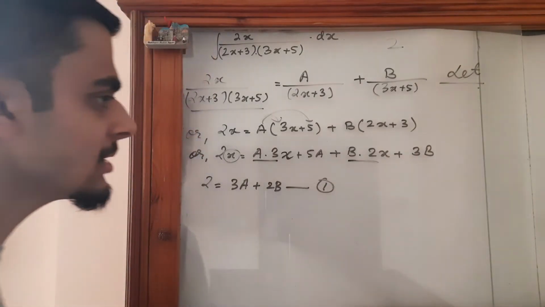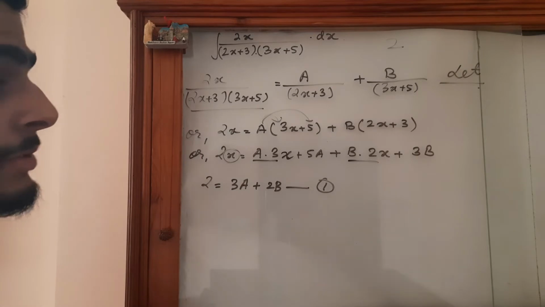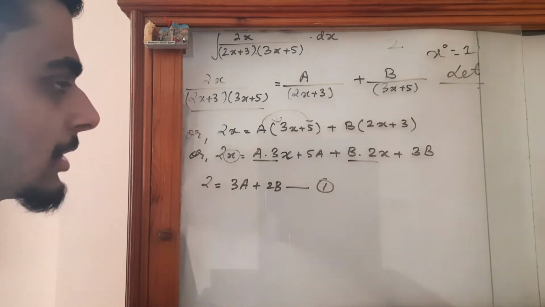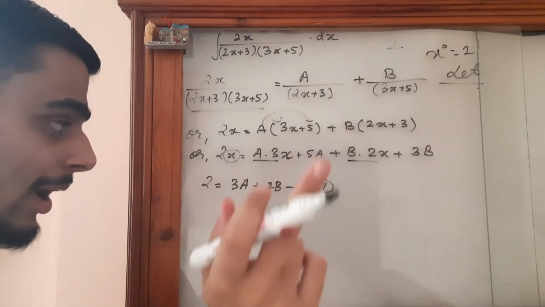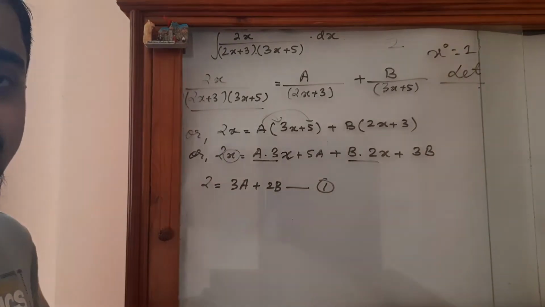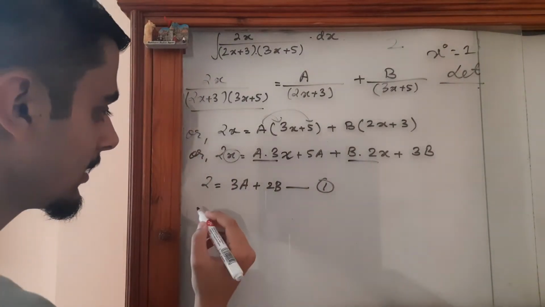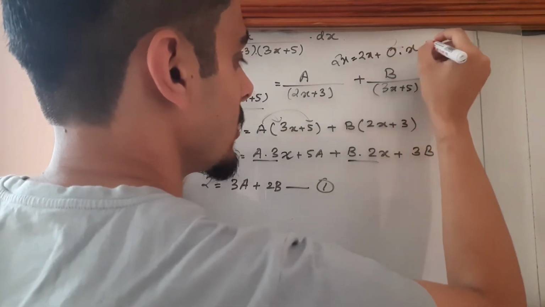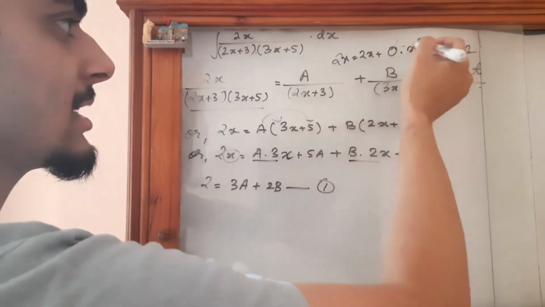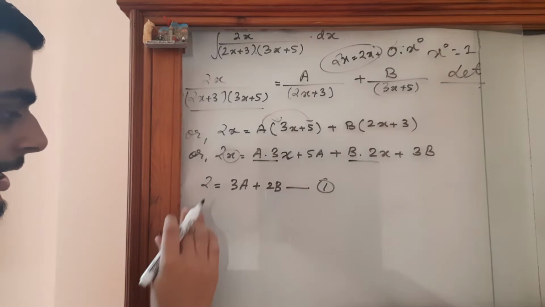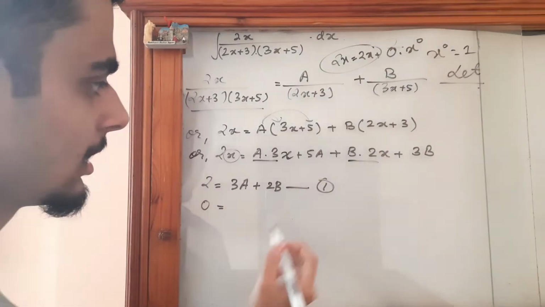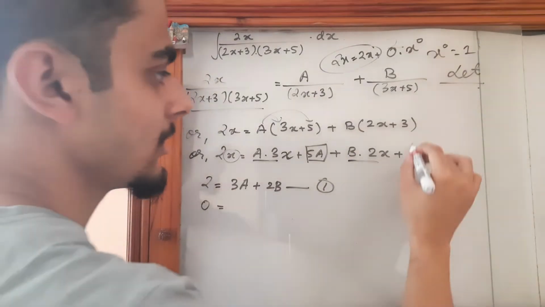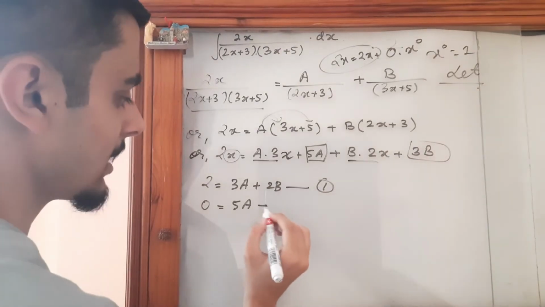This is one equation, and I hope you know that anything to the power 0 is equal to 1. So the coefficient of x to the power 0 in the left hand side is 0. We can write 2x as 2x plus 0 times x to the power 0. So 0 is equal to 5a, which is the coefficient for x to the power 0 over here, and 3b again. So 0 is equal to 5a plus 3b.